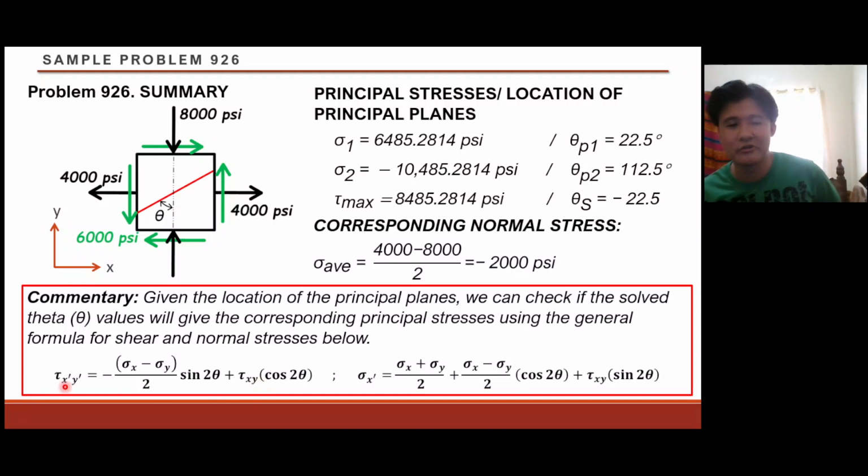If we recall, our equations for shear stress and normal stress for any inclined plane are given by this equation. Okay? So when we check the principal stresses, these theta values, for example for our major principal stress, 22.5, when we use it in our equation for stress X prime, the answer we should get is 6,485.2814 psi. So please check on your calculators if we get the same.